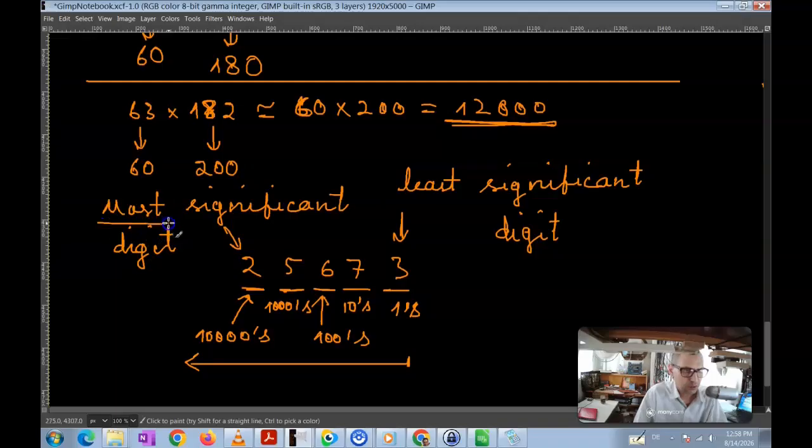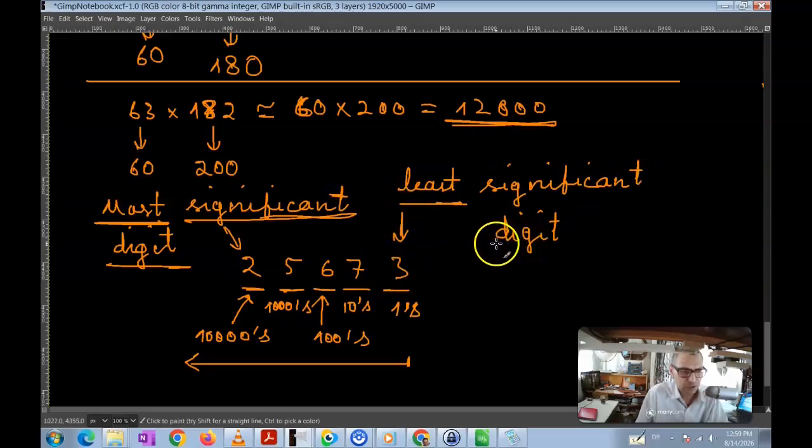And these are called the most and the least significant digit because a 3 over here adds to the value of the number only as much as 3 times 1, 3 groups of 1, which is just the 3. But a 2 over here is going to add to the value of the number as much as 2 times 10,000, which is 20,000. So this is called the most significant digit, and this digit over here is called the least significant digit.